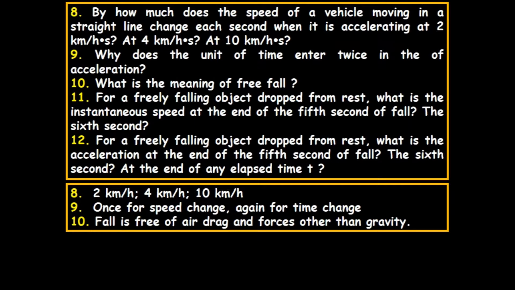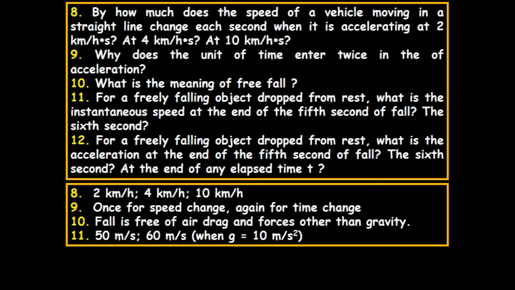For a freely falling object dropped from rest, what is the instantaneous speed at the fifth second of the fall, the 6th second of the fall? It would be 50 meters per second and 60 meters per second because you're accelerating 10 meters per second every second.